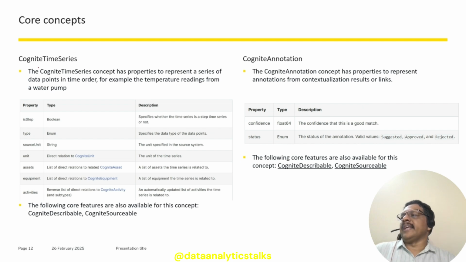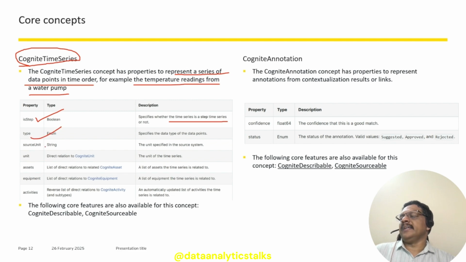So coming to Cognite time series, you understand time series, it is sensor information. It represents a series of data points in time order. A temperature reading from a water pump is time series data. There's isStep, which specifies whether the time series is a step time series or not. It has a type. It has a source unit, to specify the unit, and the source system. And it has an asset, related to an asset, an equipment, and activities. So time series is related to either asset or equipment or functional location.